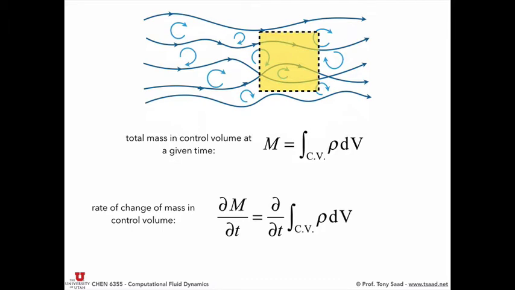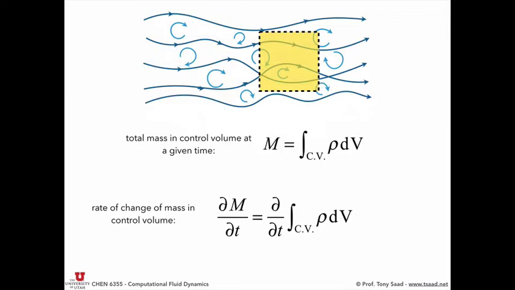It's very simple. The total mass at any given time in the control volume, you agree that it's the integral of the density times the volume, right? Because the density is mass per unit volume. So you integrate the density over the volume, and that's going to give you the mass, right?